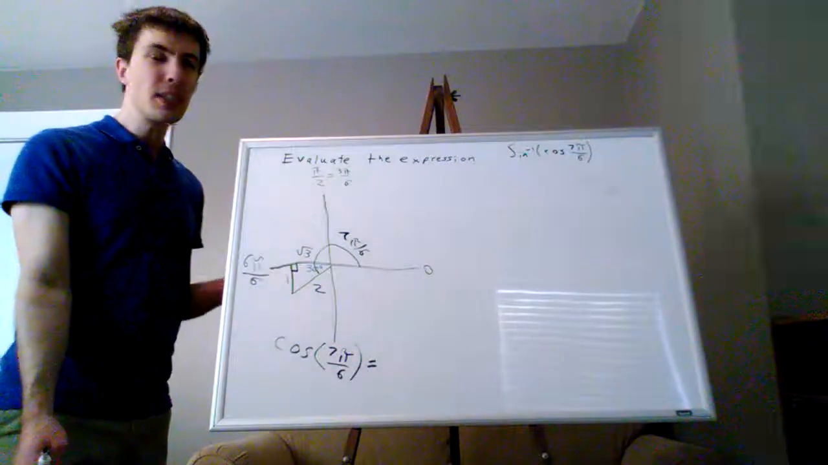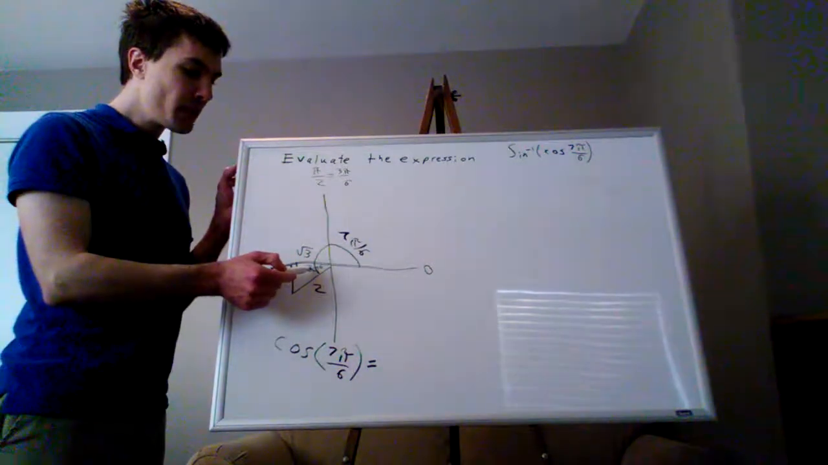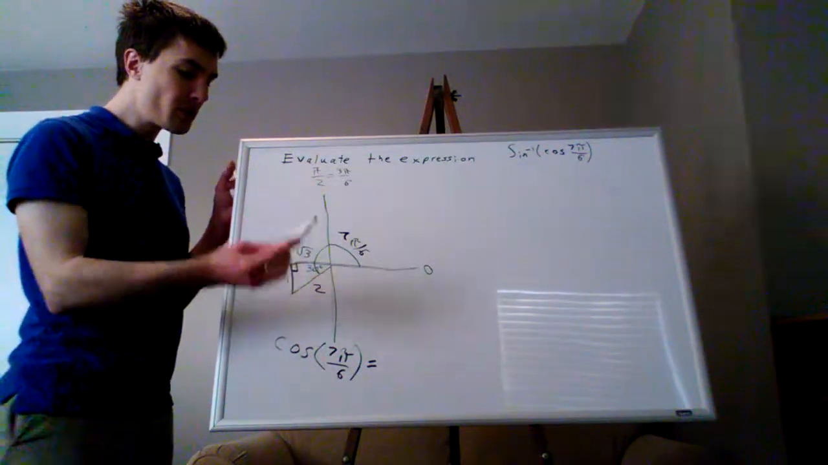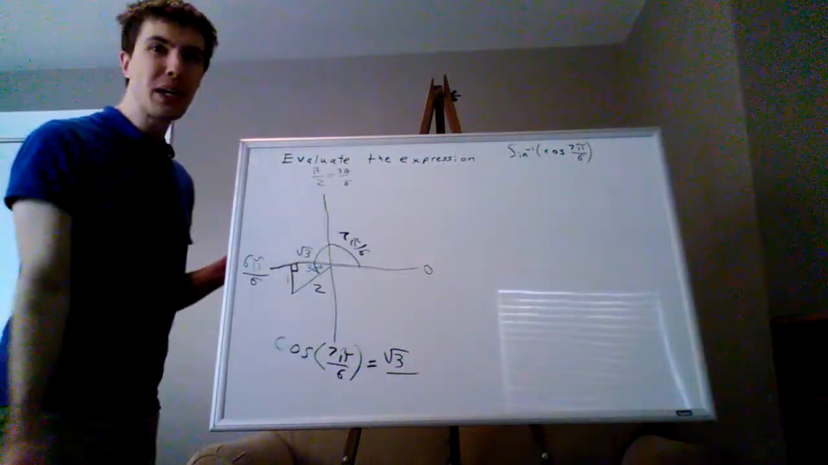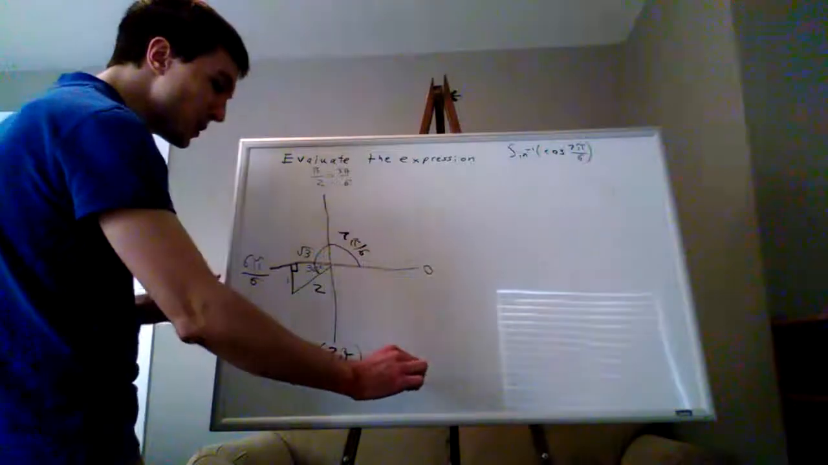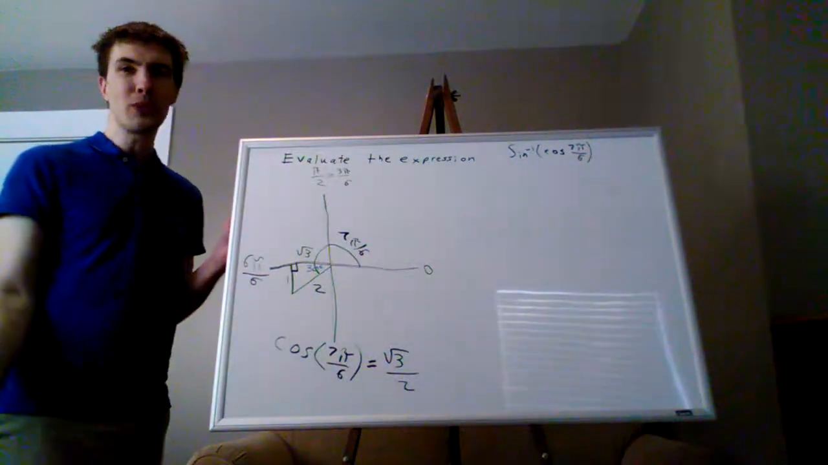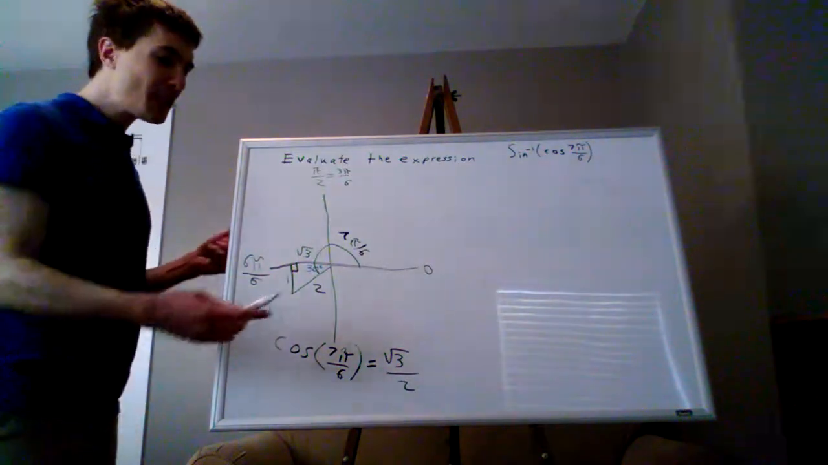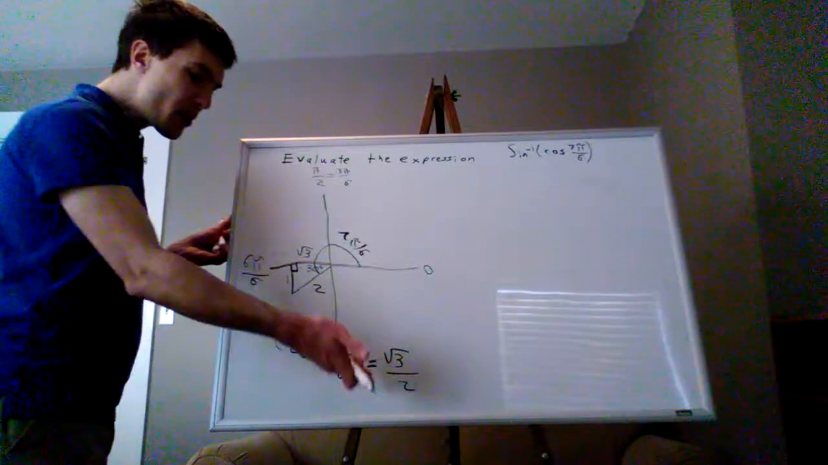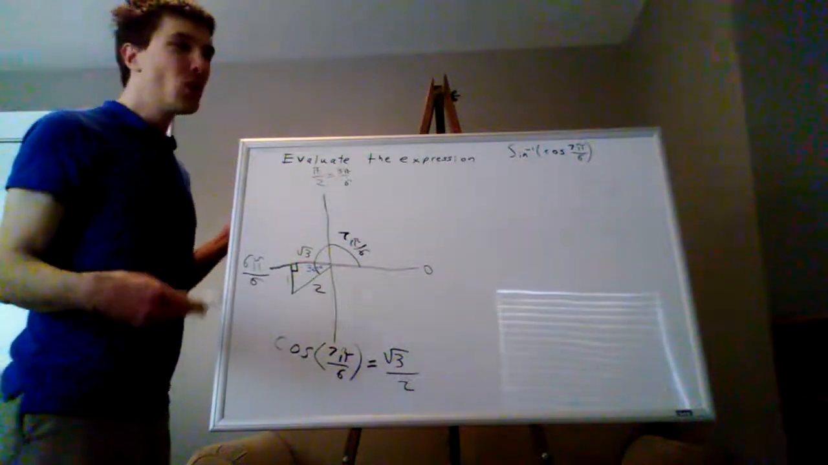Cosine is your adjacent divided by hypotenuse. Here's your angle. Adjacent to this angle is your root 3, square root of 3 over your hypotenuse for this triangle, which is a 2. Are we done? No, because we're in the third quadrant. That has to make some sort of difference. And it does, because we have to decide whether cosine of 7 pi over 6 is positive or negative. How do we do that?